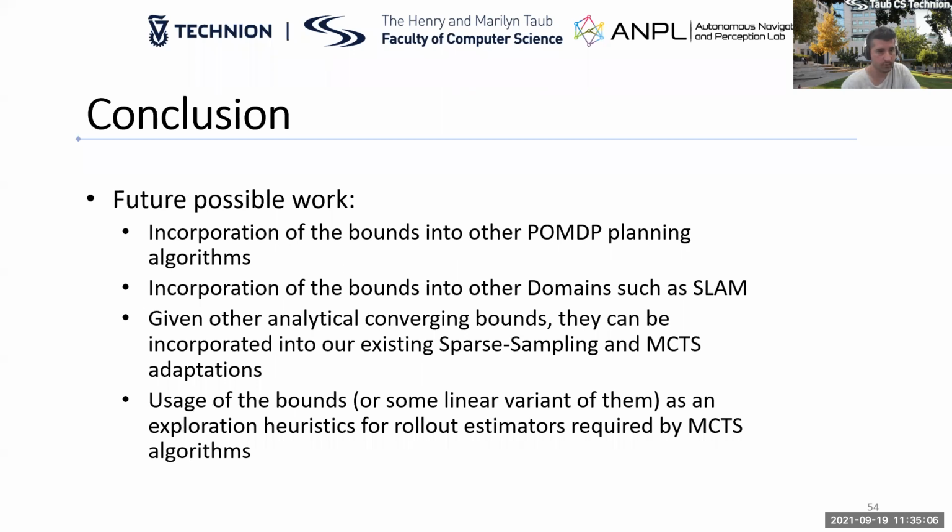Future possible work: incorporation of the bounds into other POMDP planning algorithms, incorporation of the bounds into other domains, such as SLAM. Given other analytical converging bounds, they can be incorporated into our existing sparse sampling and MCTS adaptations, and use of the bounds or some linear variant of them as exploration heuristics for the rollout estimators required by MCTS algorithms.